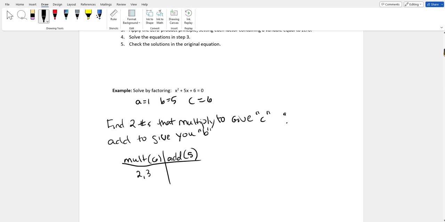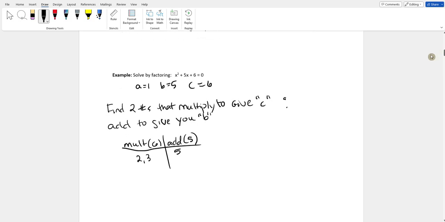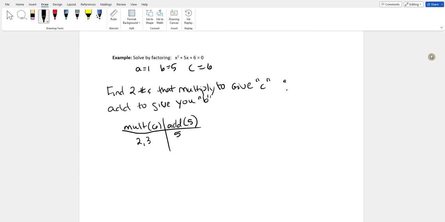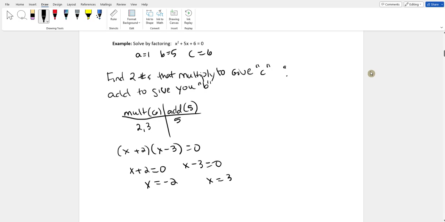So I know 2 times 3 is 6. 2 plus 3 is 5. So those are the two numbers that I'm going to use to come up with my factors. So this factors into x plus 2, x plus 3 equal to 0. Next, I'm going to set each one of these factors equal to 0 and solve for x. So you get x is equal to negative 2 and x is equal to negative 3.